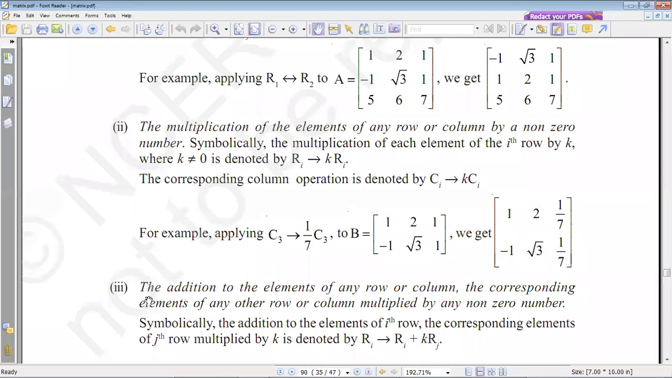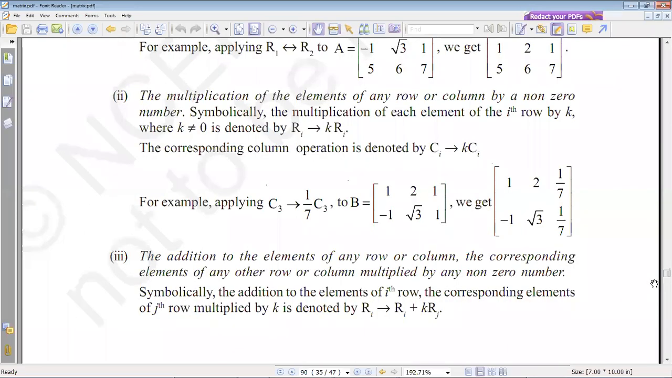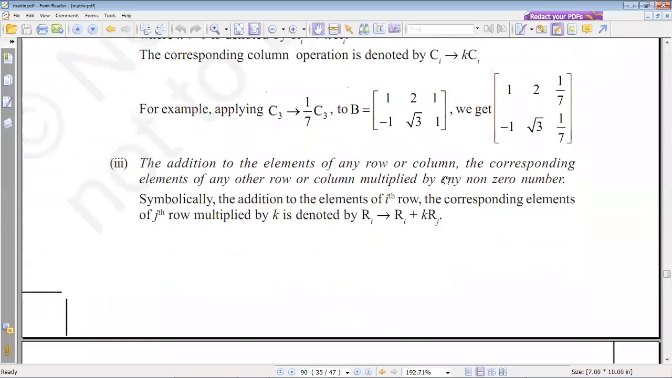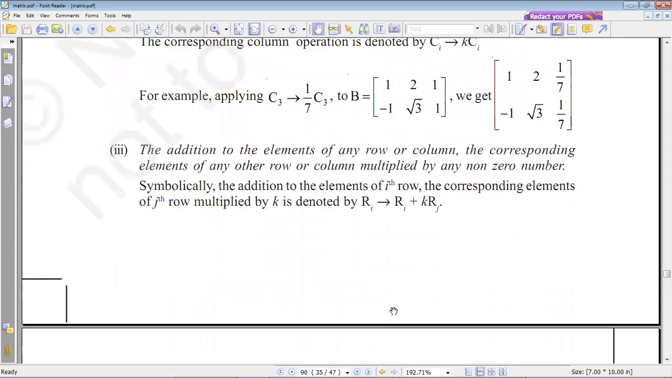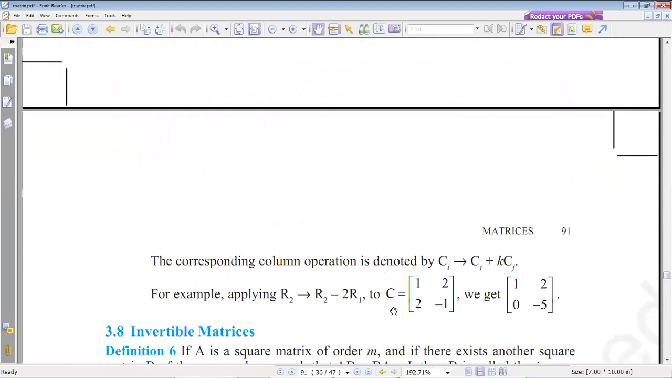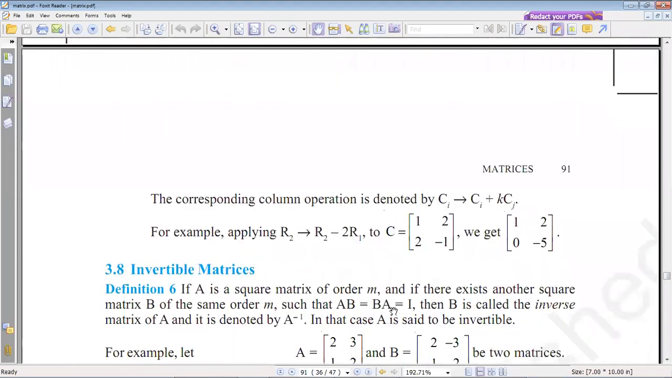Now what is the third one? See here, the addition to the elements of any row or column of the corresponding elements of any other row or column multiplied by any non-zero number. The main thing is that we can change any row or column with the help of some other row. See here.